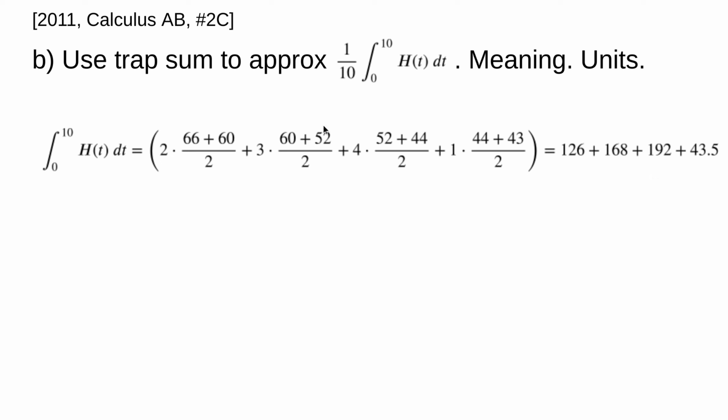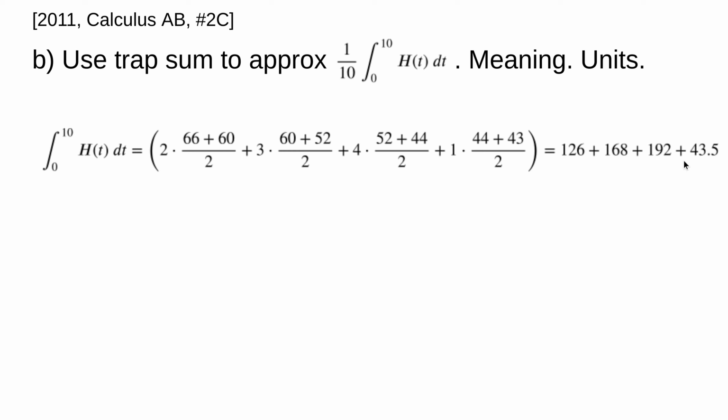So setting up this work, we have 2 times the average of 66 and 60, 3 times the average of 60 and 52, 4 times the average of 52 and 44, plus 1 times the average of 44 and 43. These are just the widths provided in the table: 0 to 2, 2 to 5, 5 to 9, and then 9 to 10. And then using our calculator, we can figure out what these values are. It is a calculator active question, so you can use your calculator to find that sum.